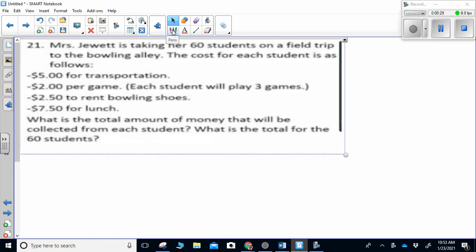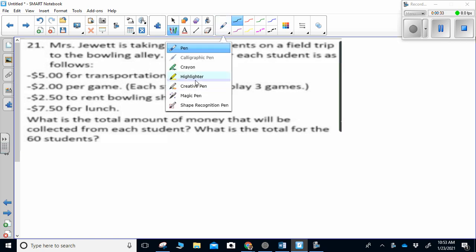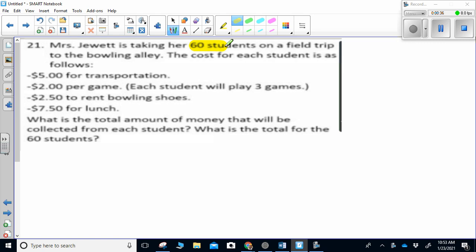So I'm going to go through here and pull out my important information. So the first thing that I see is that she is going to be taking 60 people on her field trip. Okay. And then for each person, so that means for one person, they have to pay $5 for transportation, $2 per game, but they're playing 3 each, $2.50 to rent shoes, and $7.50 for lunch. So we want to find out from each student. So that's the first thing I'm going to do.